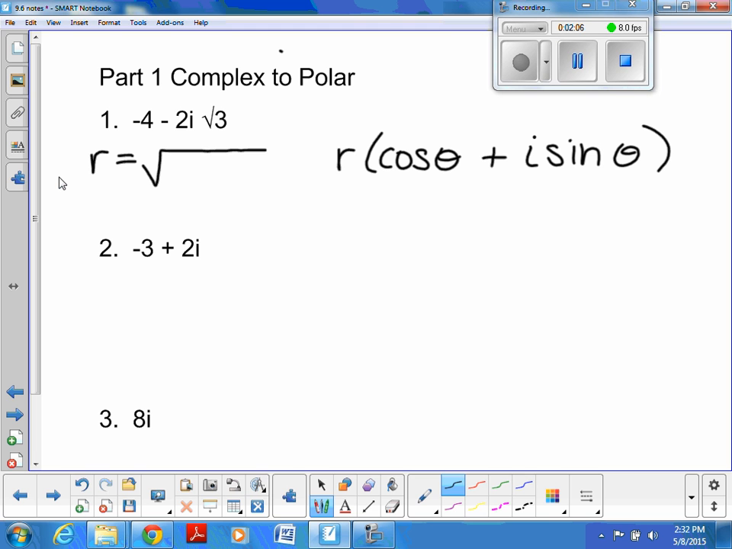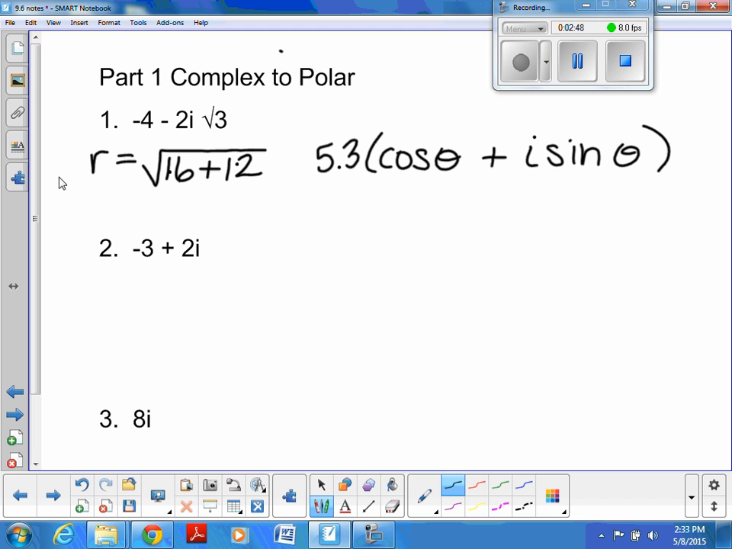What's a negative 4 times a negative 4? 16, plus 2 times 2 is 4, and 4 times the square root of 3 times the square root of 3 is 3, and 4 times 3 is 12. 16 plus 12 is 28, and the square root of 28 is 5.3. Right? So in place of r we put 5.3. I square the negative 4, I square the 2 square root of 3, that's 16 plus 12. Square root of 28 is 5.3.